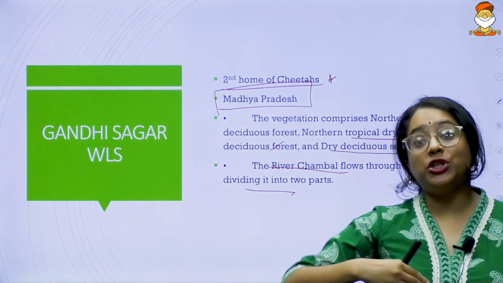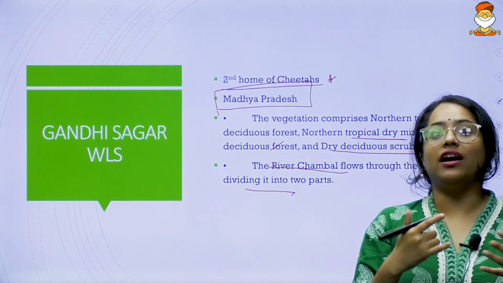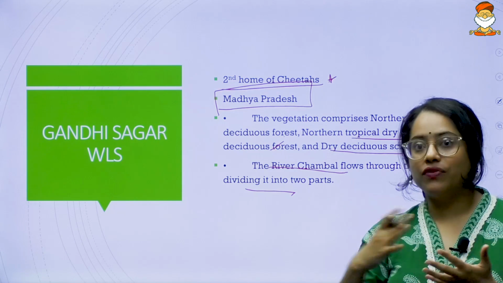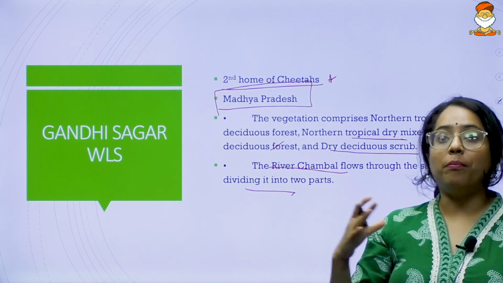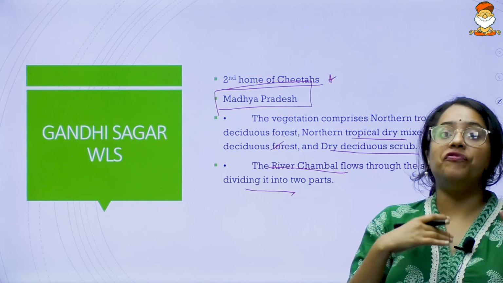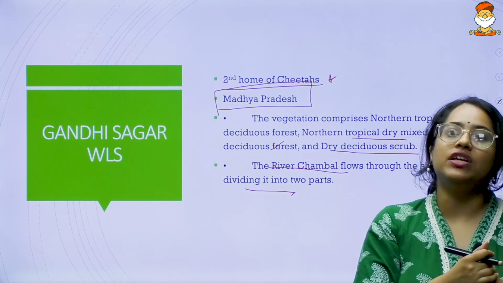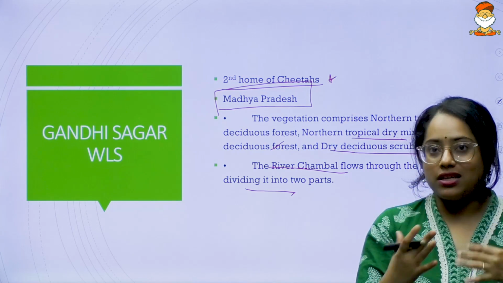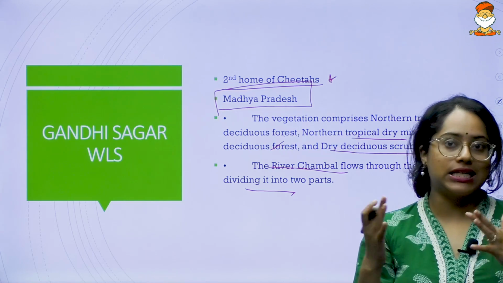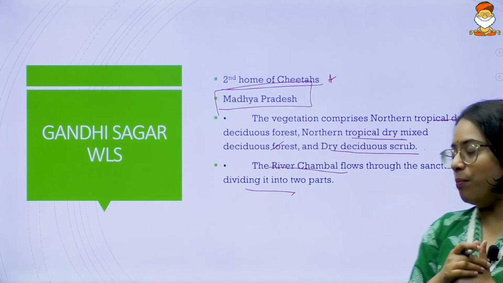So this is going to be a much better area to look at because you have the river and you have the surrounding population, which will be good to feed or to be as prey for these cheetah populations. So this is the reason why this was chosen as the second home of the cheetah population.